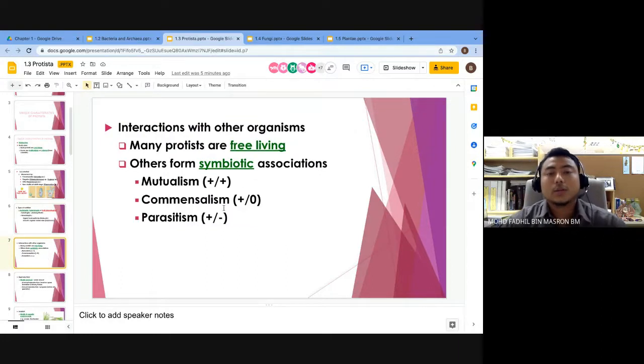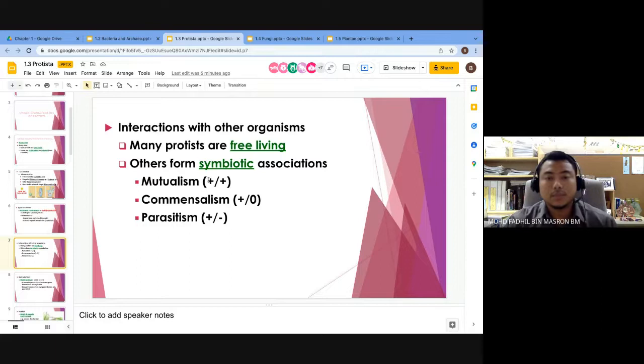Okay, so it also can establish interactions with other living organisms. Even though many protists are free living, but there are some others who form symbiotic associations. So symbiotic associations ni maksudnya dia membuat jalinan kehidupan lah, maknanya saling bergantung, interactions between living organisms. So sama ada mutualism, commensalism or parasitism.